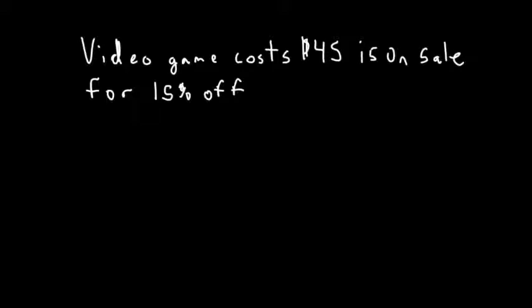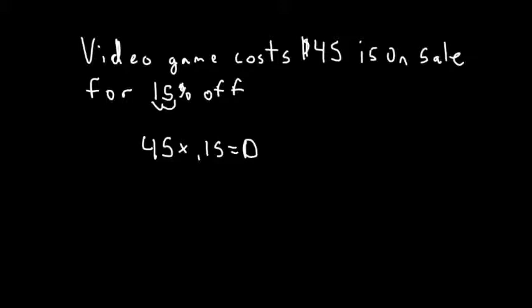Alright, so now we got a video game that costs $45, is on sale for 15% off. So this time I'm going to do an equation. So I take my $45 and multiply it by my percent as a decimal. So 15% as a decimal, move it twice. So that'd be times .15 is going to equal my discount. A discount is when something is on sale.